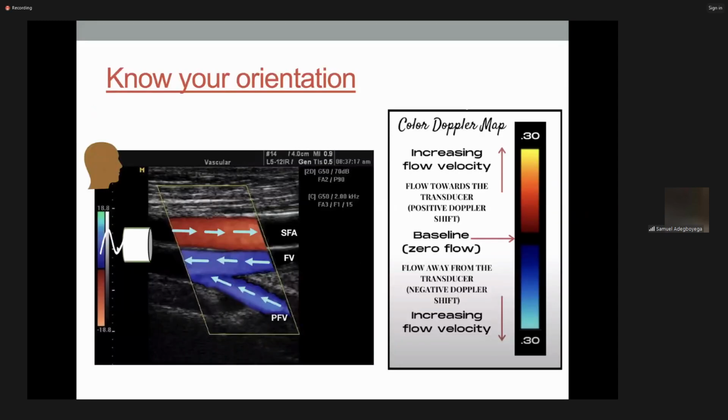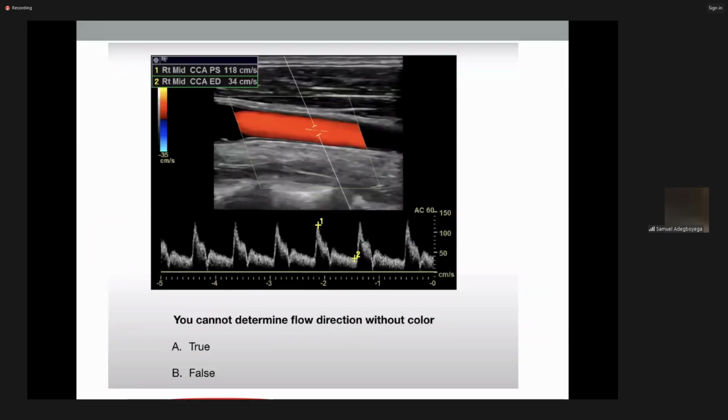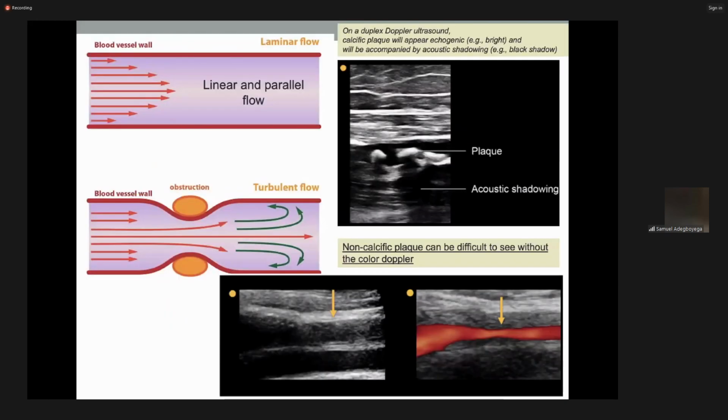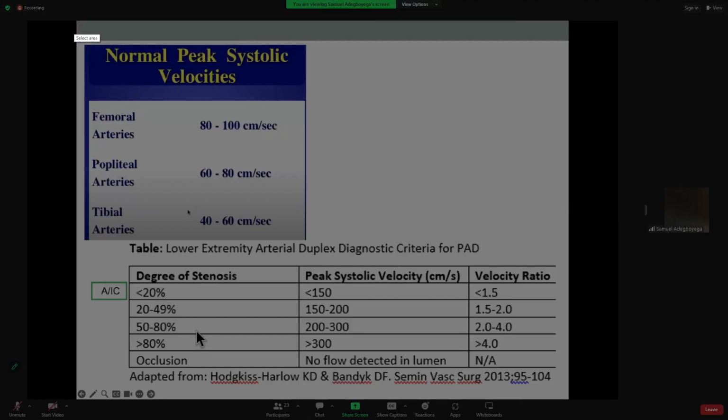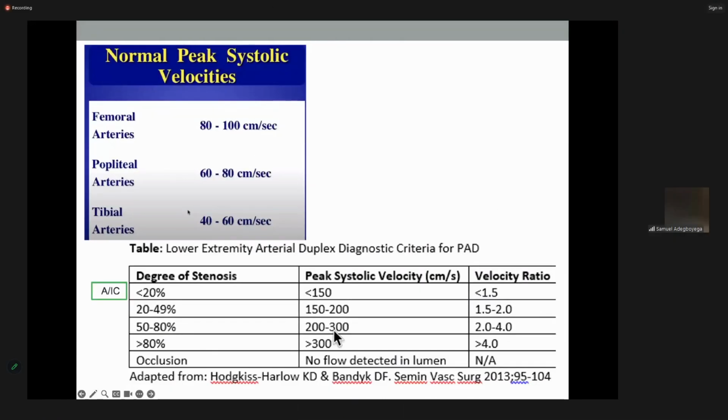We discussed that already. To save time, let's keep going. On the exam, we're going to give you this chart. All you have to do is, if I give you a velocity, what you have to memorize is this right here: 80, 100, 80, 60. Femoral is 100, popliteal is 80, and tibial is 60. So if I give you a velocity of 300 at the femoral, and I ask what's the degree of stenosis, what will you say?